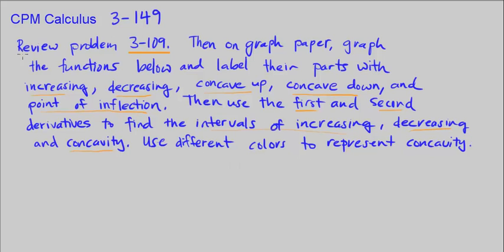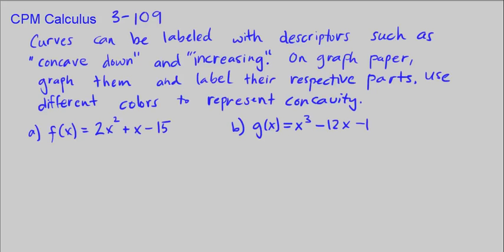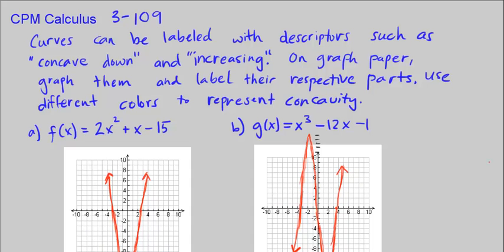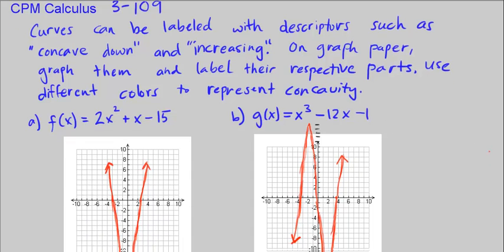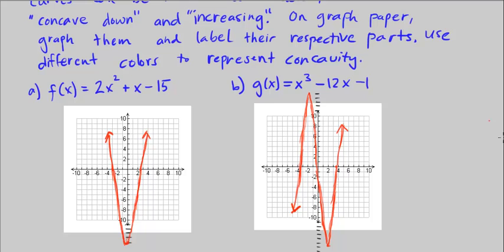Okay, so let's go ahead and first review problem from Chapter 3, number 109. That one basically said that curves can be labeled with descriptors, such as concave down and increasing. So on graph paper, graph these here and label their respective parts. Use different colors to represent concavity. Alright, so here are the graphs. You can use a calculator to help you find the graphs, or you can graph them by hand by plugging in points.